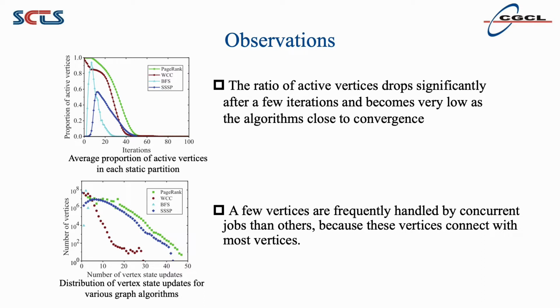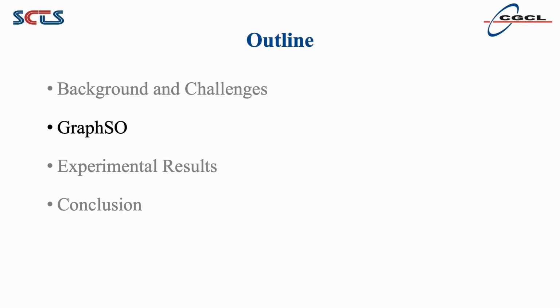To prove this phenomenon, we evaluated the details of the data access characteristics of concurrent jobs on GridGraph-M over the CW dataset. As the top figure shows, we can observe that the ratio of active vertices drops significantly after a few iterations and becomes very low as the algorithms close to convergence. The bottom figure shows that a few vertices are more frequently handled by concurrent jobs than others. Thus, most of the I/O traffic is carried out for loading the graph data associated with these vertices. Based on these observations, we propose and design a graph storage system, GraphSO. Now I will talk about it.